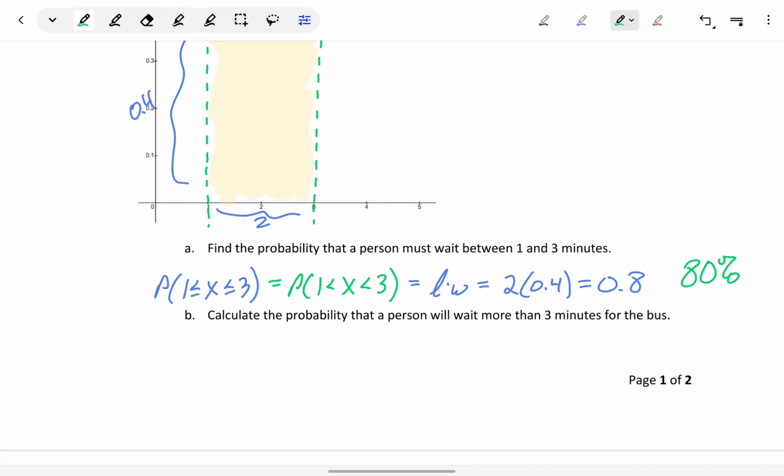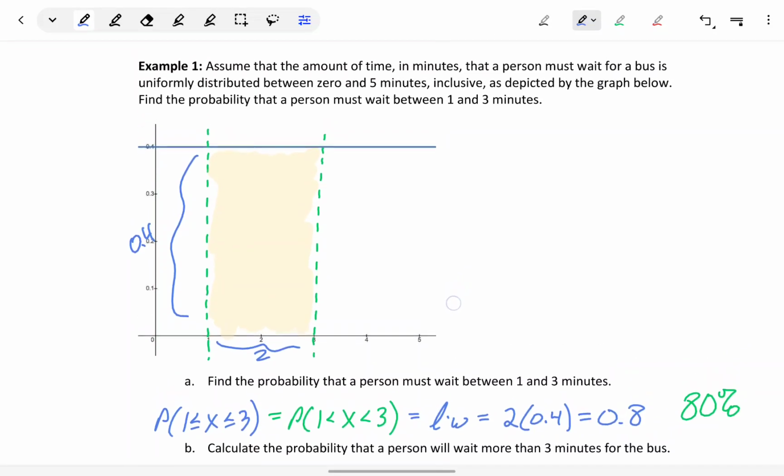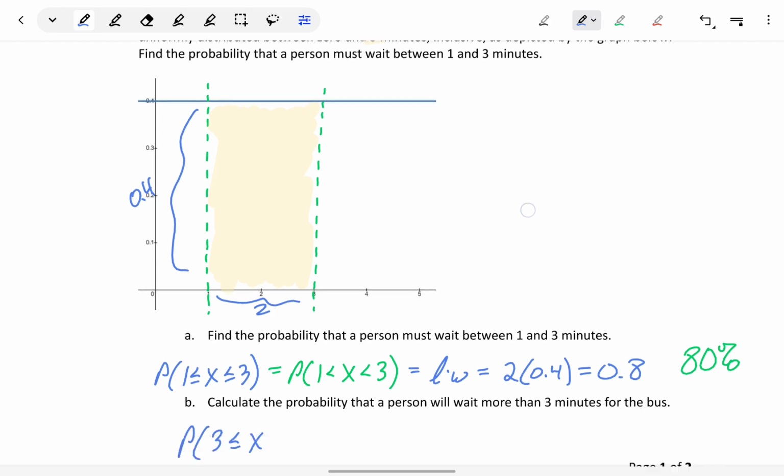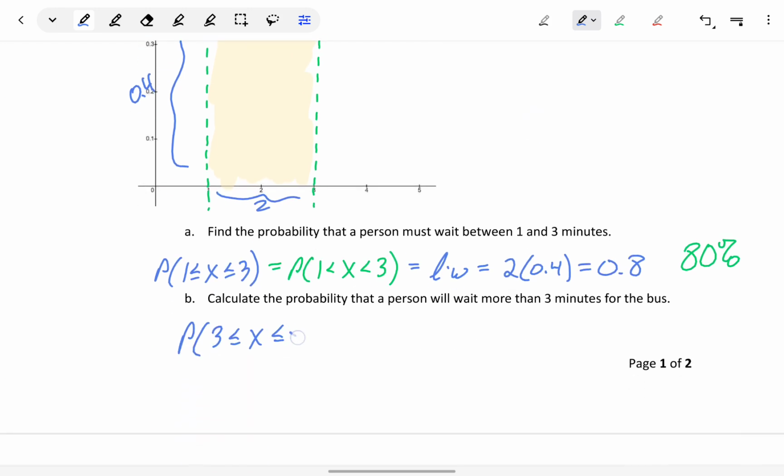In part B, now we want to calculate the probability that a person will wait more than 3 minutes for the bus. Let me write that a little bit differently. We're going to write this as 3 is less than or equal to x. That would be a correct statement because we'd be saying that they would wait at least 3 minutes, possibly more, but we were given an additional parameter in the original problem that the maximum here was 5 minutes. So even though it's not stated, we're going to go ahead and include this boundary so that x is bounded between 3 and 5.